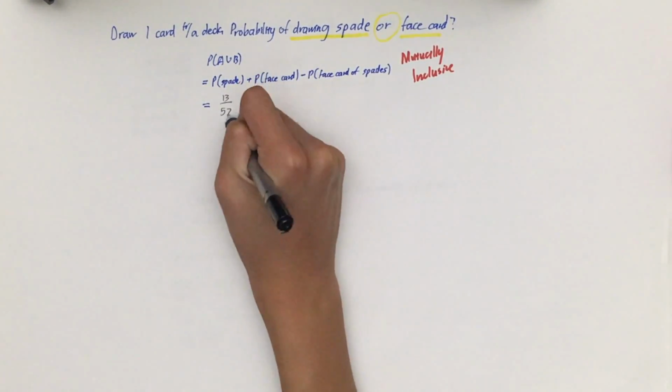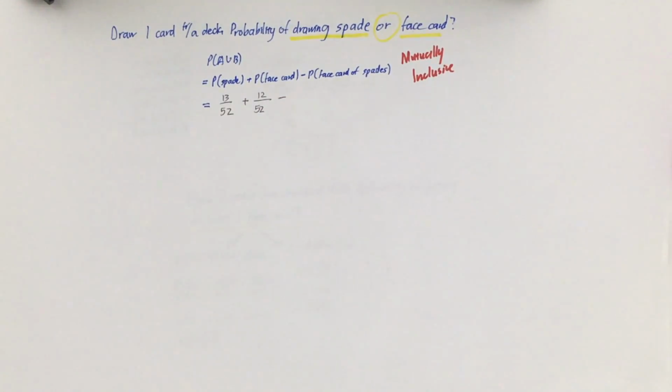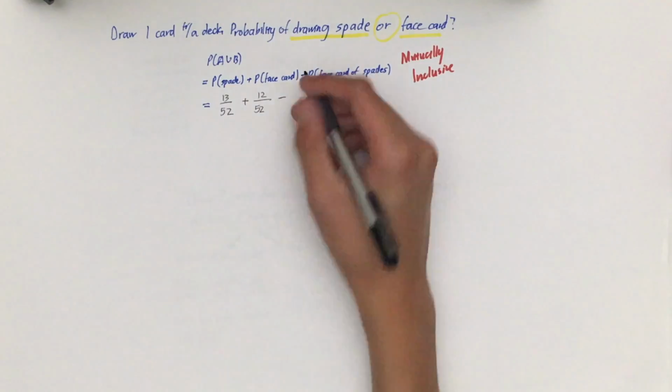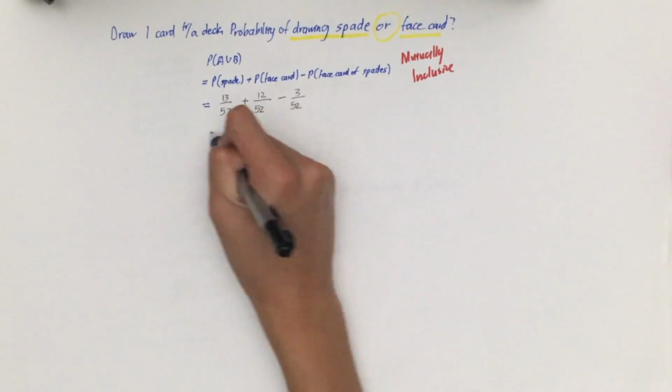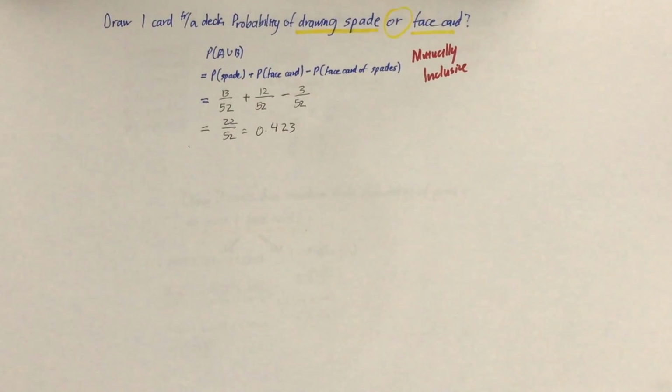So the probability of drawing a spade is 13 over 52, the probability of drawing a face card is 12 over 52, and the probability of drawing a face card of spades is 3 over 52. So if you work this all out, you end up with 22 over 52, which works out to about 0.423.